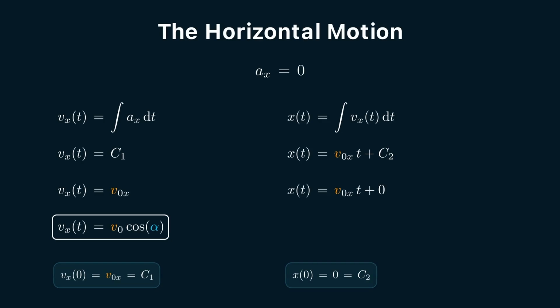And if we insert v0x, we obtain the horizontal equation of motion. This is the equation of uniform motion. After all, v0 cosine alpha is ultimately just a constant. The vertical motion is slightly more complicated, because here the acceleration is not 0. Otherwise, however, we proceed exactly as we did for the horizontal motion.